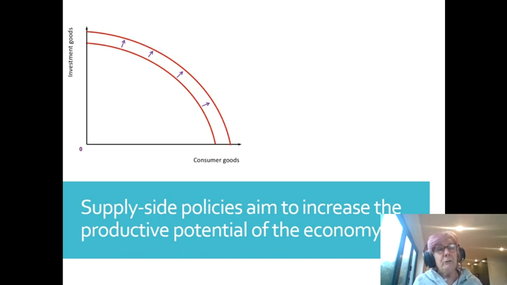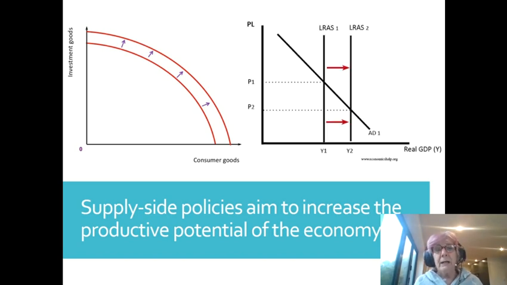So if we can increase either the quantity or the quality of those things, we can move that production possibility frontier out so that we have the potential to produce more in our economy. Another way of looking at that is that we're pushing the long run aggregate supply curve along to the right. On this second diagram, you can see that moving the long run aggregate supply curve to the right has the effect of increasing real GDP or output from Y1 to Y2.